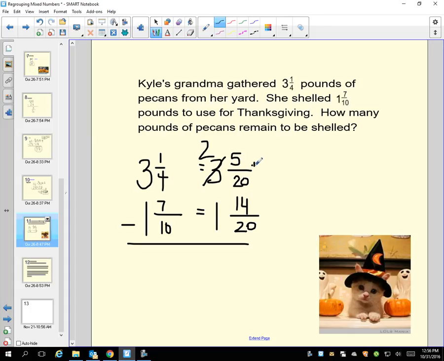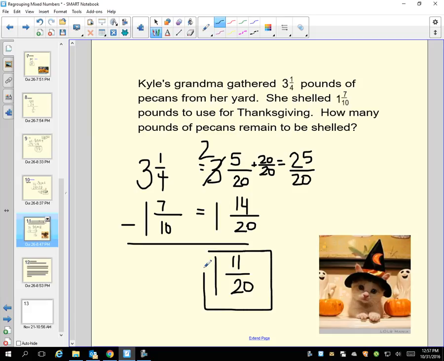And I want to use the whole, 20 20ths. 5 plus 20 is 25 20ths. And I have an improper fraction here, but that's okay. That's given me plenty to take 14 away from. So when I subtract 25 minus 14, I'm going to get 11. My denominator is still 20, and my whole number is 1. I cannot simplify 11 20ths anymore, and so that is my final answer.